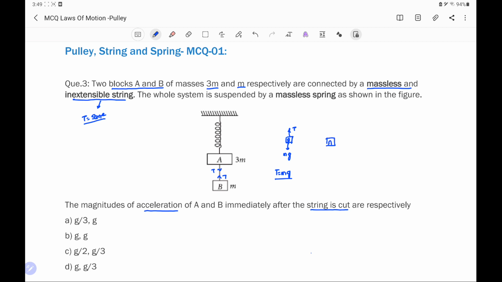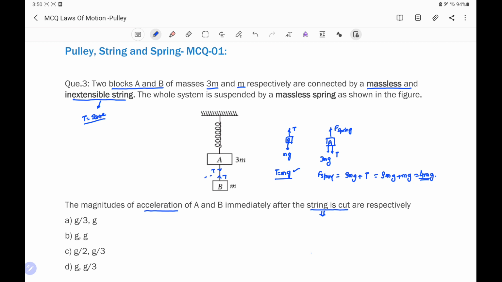Similarly, if we draw the free body diagram of body A, its weight 3mg will act downward due to gravity, tension is shown downward, and the spring force due to the spring will be upward, and this spring force will balance 3mg plus T. Because T is mg, we can write it as 3mg plus mg, that is 4mg. That means the spring will provide the 4mg force to balance the downward forces and keep body A at rest. Now the string is cut.